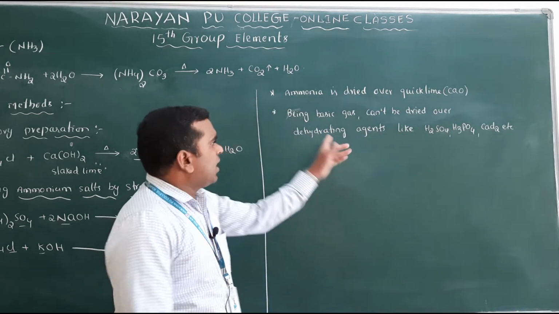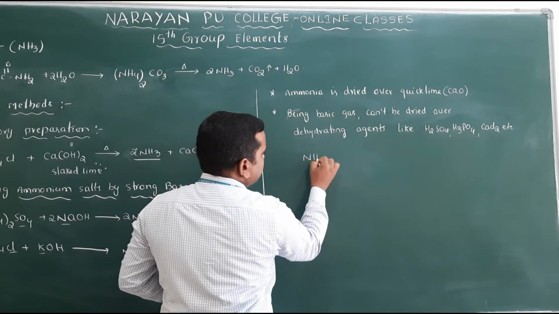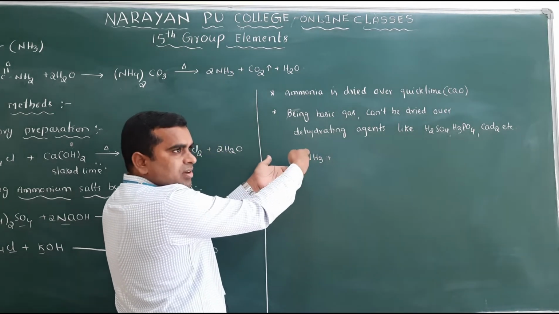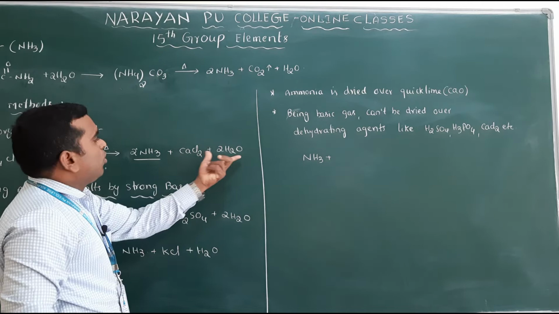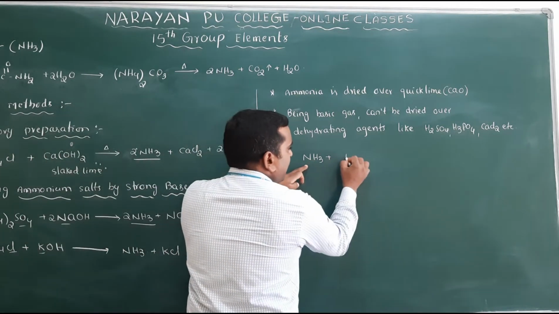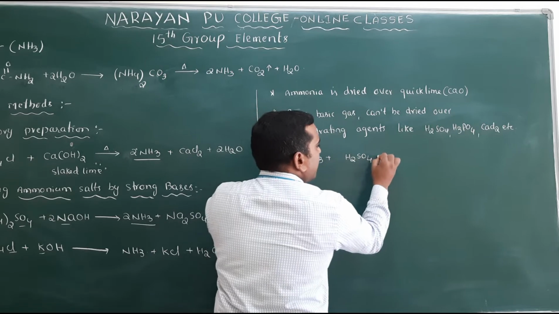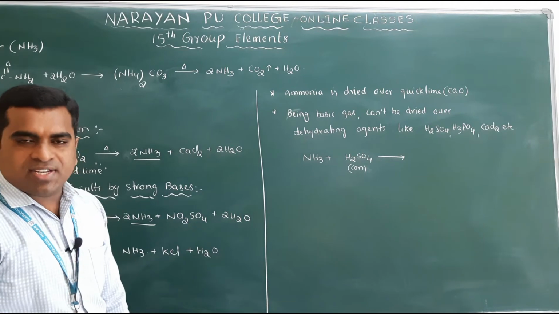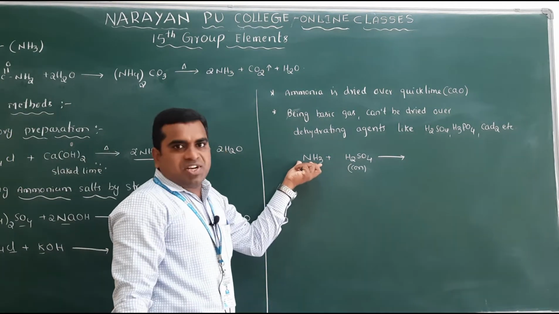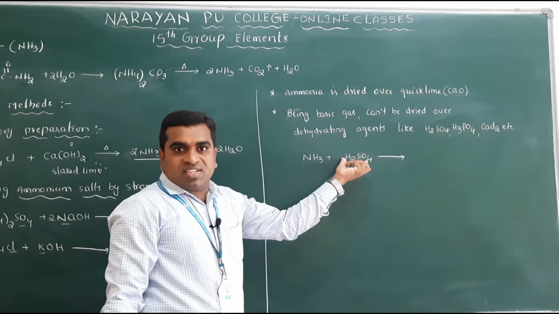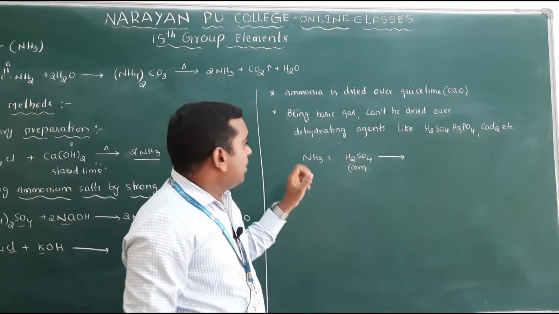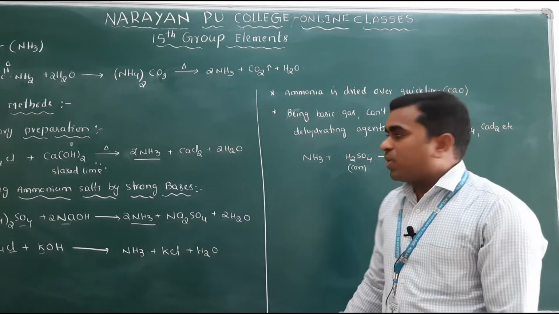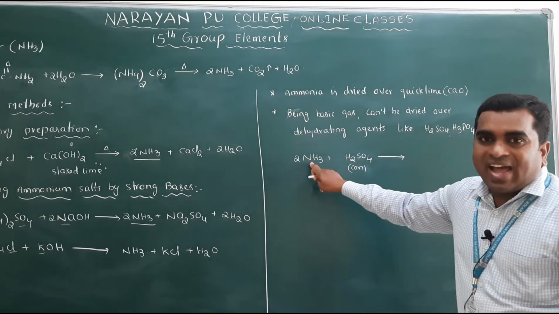Why? Suppose I take ammonia gas. When we prepared it, along with ammonia, water is also present. If I use concentrated H2SO4, it is a powerful dehydrating agent, so the water present in ammonia could be removed. But it cannot, because one is a base and the other is an acid. What happened here? A reaction takes place. So that's why it cannot be used to dry ammonia.